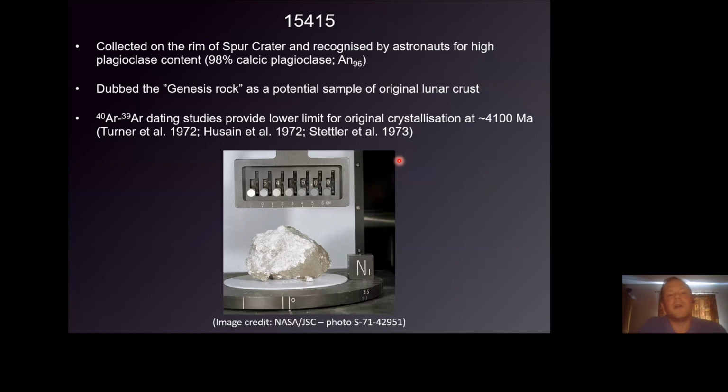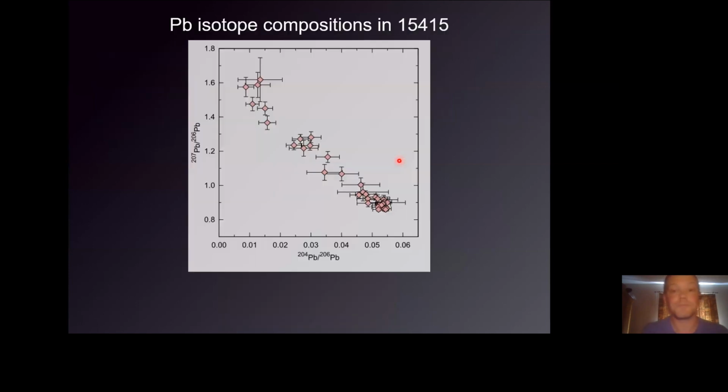There were some argon-argon dating studies early on, which, while they don't provide a very tight limit on the actual crystallization, maybe provide a lower limit for crystallization age at about 4.1 billion years. That's already a red flag potentially, because that's very young for what we now think the anorthositic crust should be. So here's what we get with our lead isotope data. And I warned you I don't have nice isochrons.